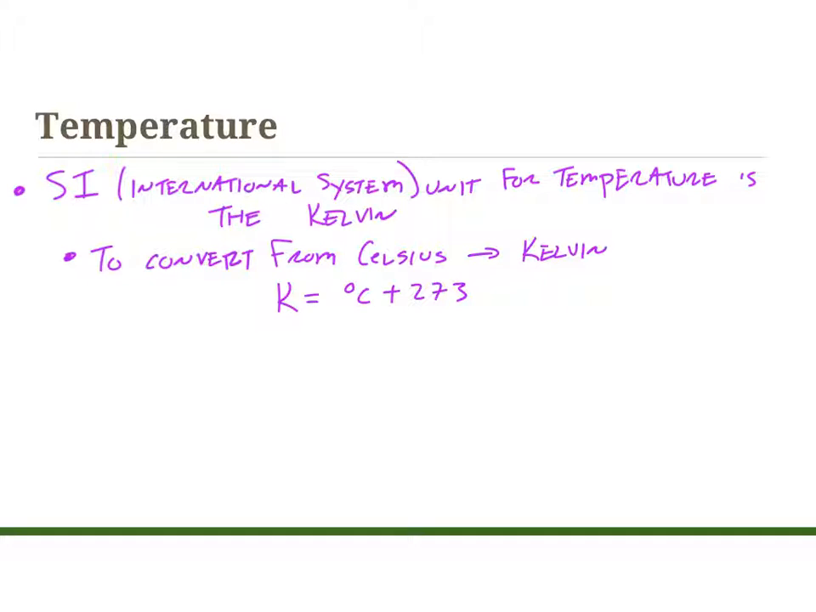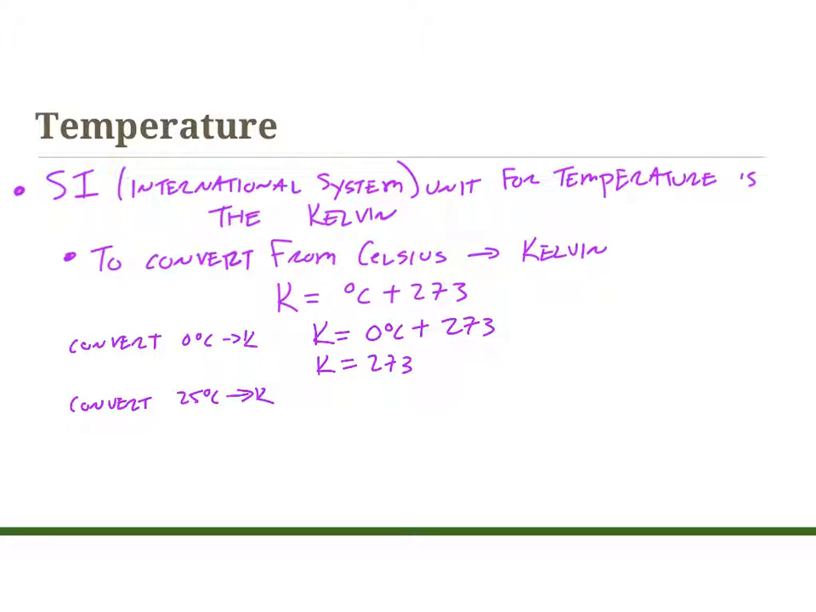So if I said that we were going to convert 0 degrees Celsius to Kelvin, we would take Kelvin is equal to 0 degrees Celsius plus 273, and we would say that the Kelvin temperature is 273. Okay? Now, if I ask you to convert 25 degrees Celsius to Kelvin, we would take Kelvin is equal to 25 degrees Celsius plus 273. So Kelvin would equal 298 K.